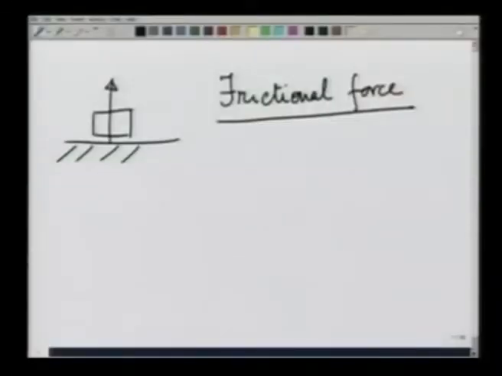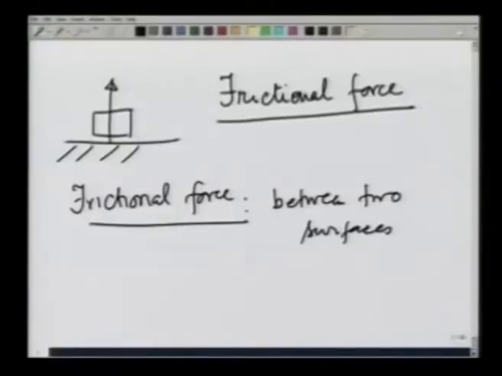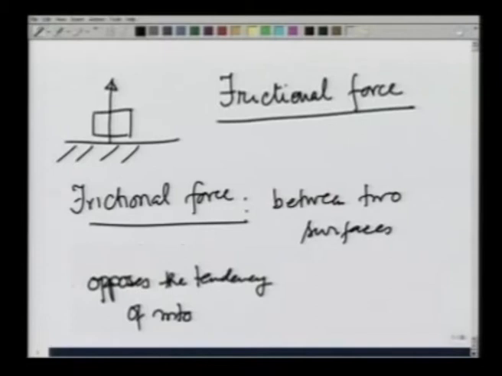So, to start with, frictional force could be between any two surfaces, and it opposes the tendency of motion. So, if a body tends to move in a particular direction, frictional force opposes it.